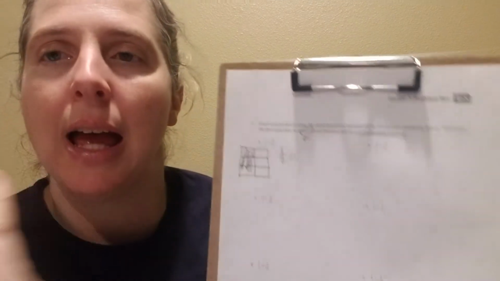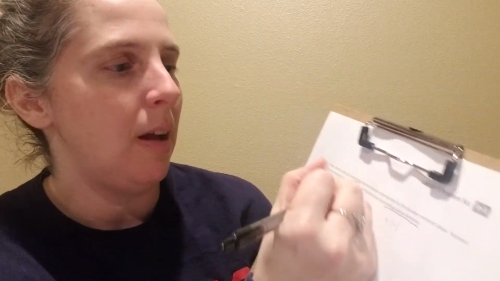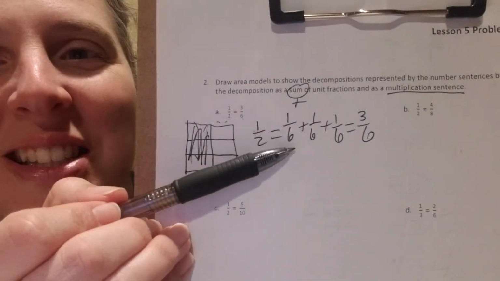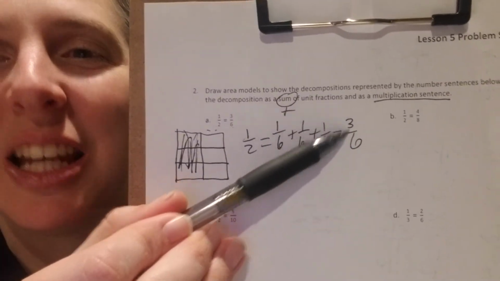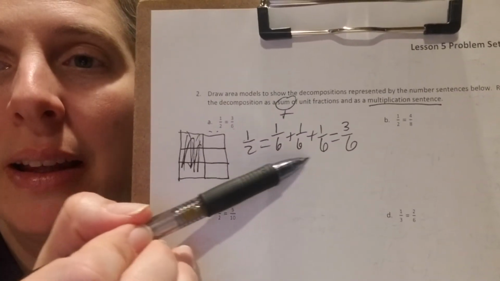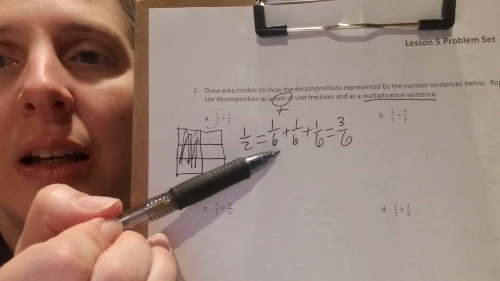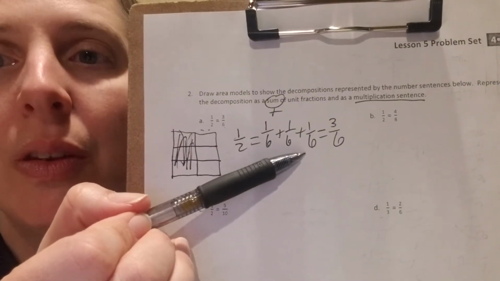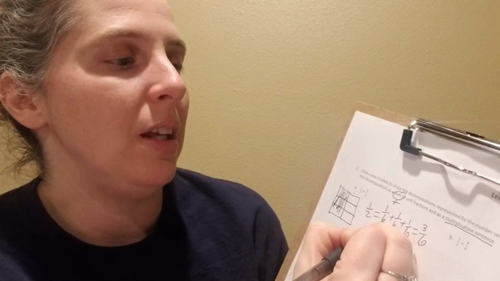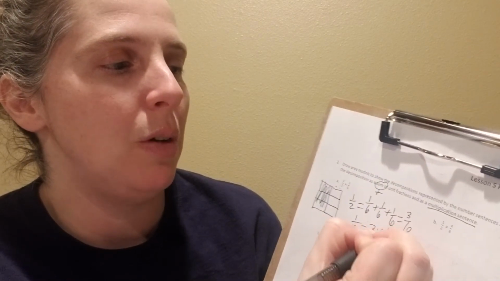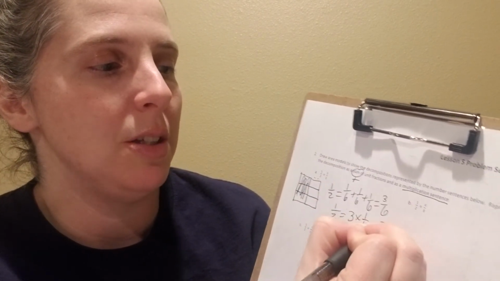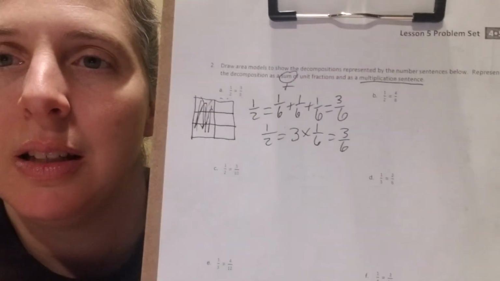How are you going to write that as an addition problem? I hope you're saying it while I'm writing it. I'm listening. Just kidding, I'm not. 1/6 plus 1/6 plus 1/6 equals 3/6. And how are you going to make that into a multiplication sentence? How many 1/6 do you have? 3. So 1/2 equals 3 times 1/6, which equals your answer, which is 3/6.